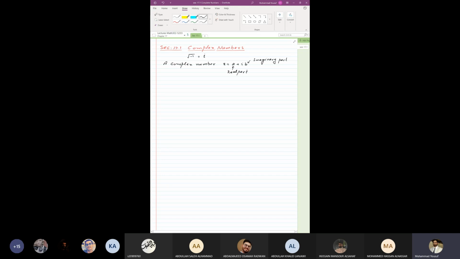What is making it imaginary? This i. So what is with i, that is the imaginary part of the complex number. And what is without i, that is the real part of the complex number. And two complex numbers are equal if their real and imaginary parts are equal.